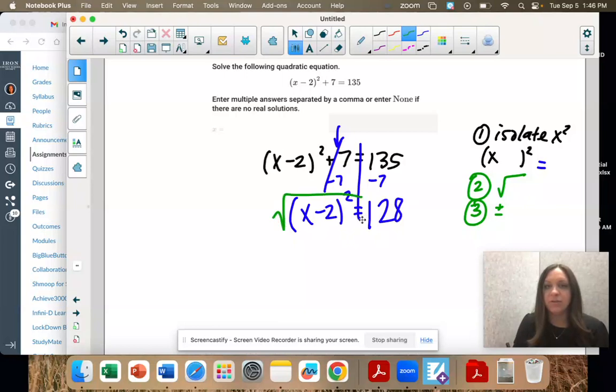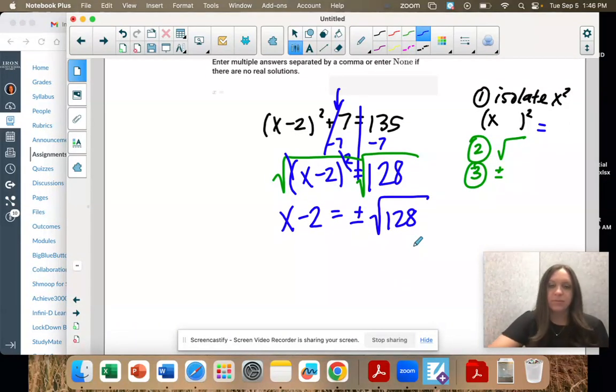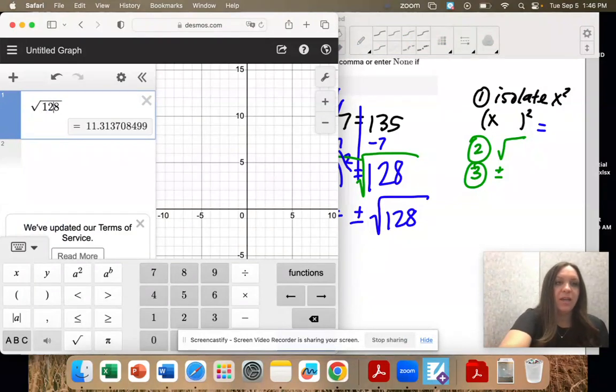So square root. We're left with just x minus 2. The square goes away. And then plus or minus the square root of 128. So you can try it, but the square root of 128 is not a perfect square, it's a decimal. So we're leaving it as an exact answer.